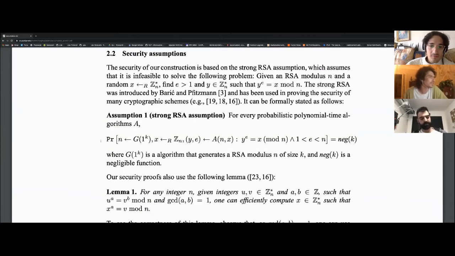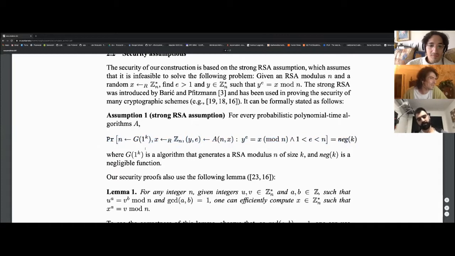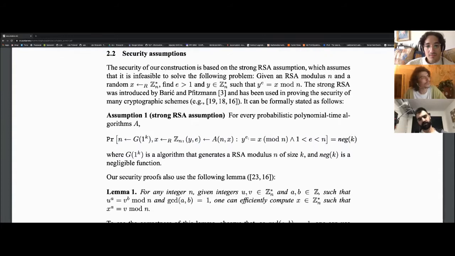Again, here you have this nice equation, but what it means is basically that if you give me a random x drawn from Zn, the integers mod n, it is unfeasible for me to find a basis y and an exponent e, where e is larger than 1, such that this equation holds. So basically, it is impossible for me to find y to the e equal x mod n. So this is the strong RSA assumption, where I can also pick discrete log problem.